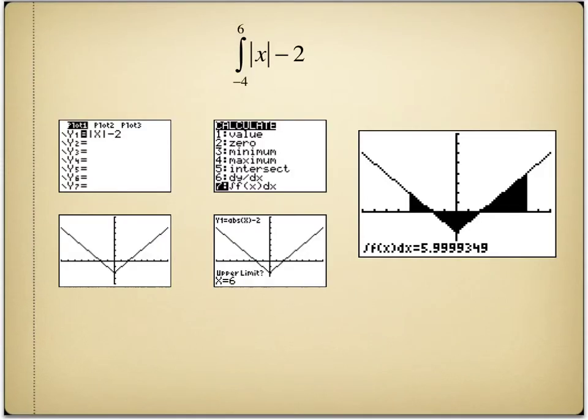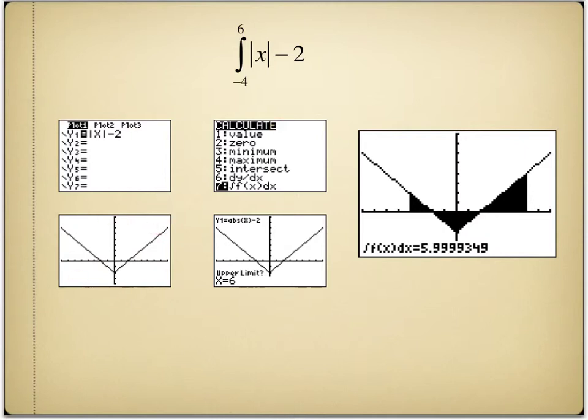Now you can also do this on your calculator. Here's a little bit more complicated example right here. This is the definite integral from -4 to 6 of the absolute value of x minus 2. Well, first of all, in our calculator we'll graph that. Should have an idea by now that when you have absolute value, it's that V shape. The minus 2 is just going to move it down 2 units. So this is what the graph looks like.